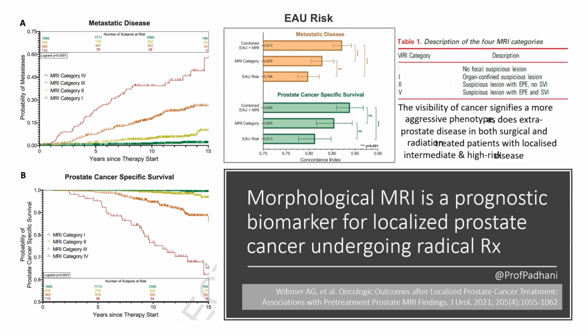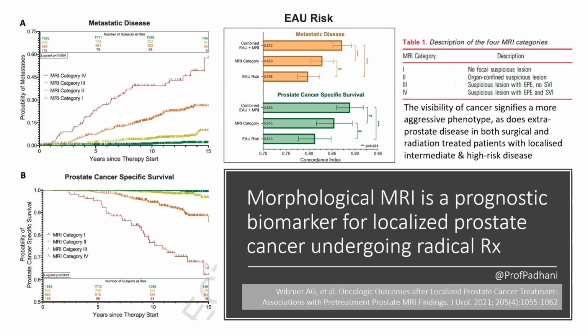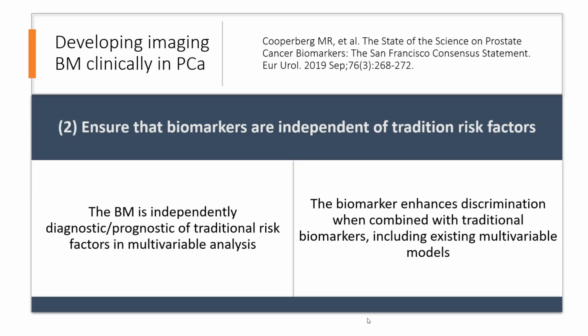Now it turns out that when this finding was added to traditional models, it was additive. So here is the EAU risk categorization, here is the MRI categorization, which is over here, and when you add them together, you enhance the discrimination. So this is what is meant when we say that the biomarker is independent of traditional factors and it enhances discrimination when combined with traditional factors, including multivariable risk models.